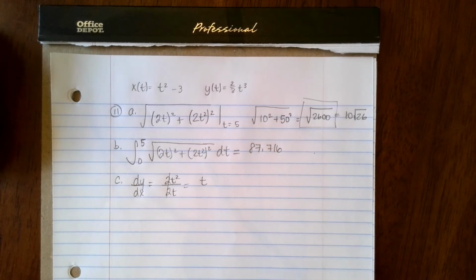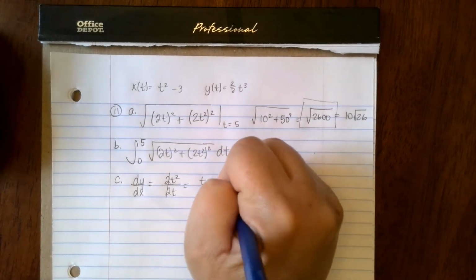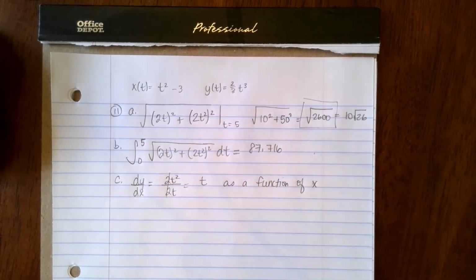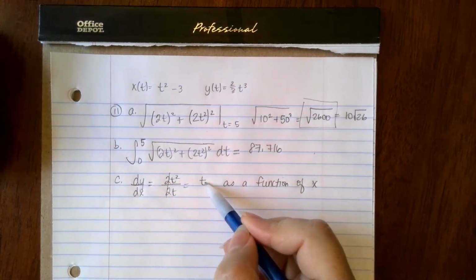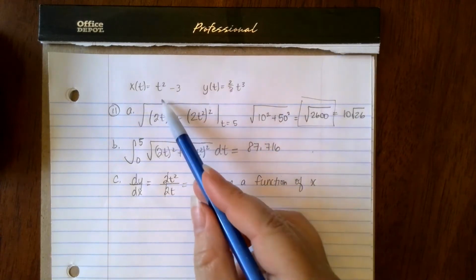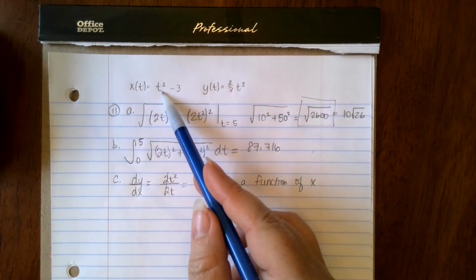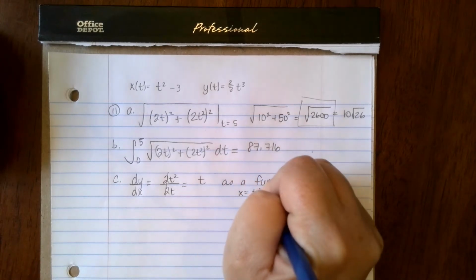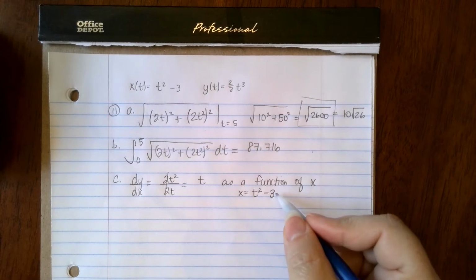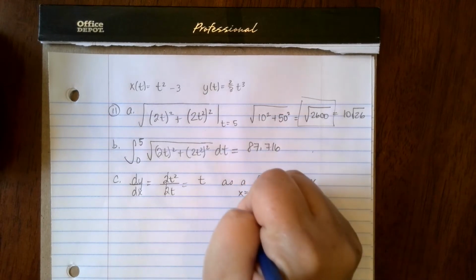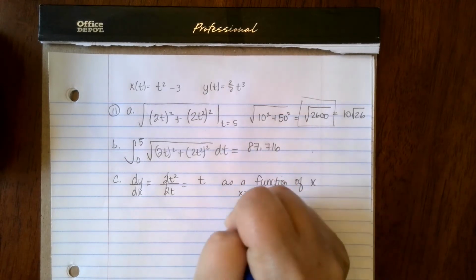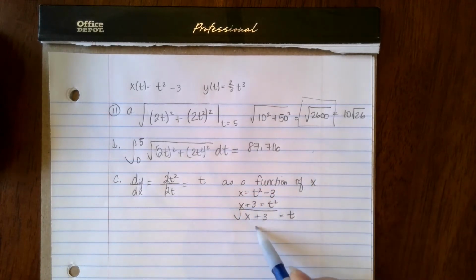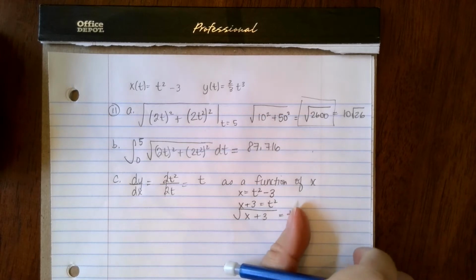But they wanted it as a function of x. Okay, well, that's a t, not an x. So we come up here and we've got, well, x is equal to t squared minus 3. So in order to solve for t, I would need to add my 3 and take the square root. And I find out that t is the square root of x plus 3.